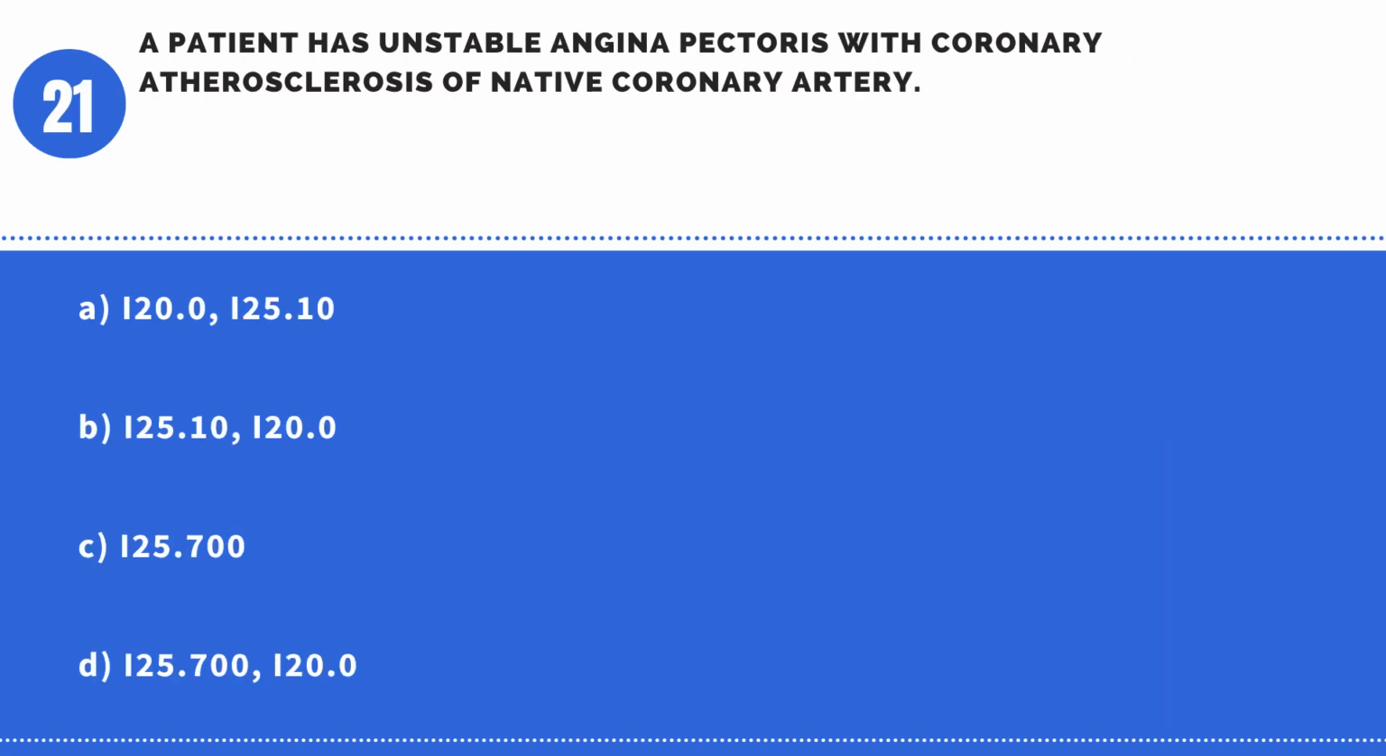Question 21. A patient has unstable angina pectoris with coronary atherosclerosis of native coronary artery. A. I20.0, I25.10. B. I25.10, I20.0. C. I25.700. D. I25.700, I20.0.